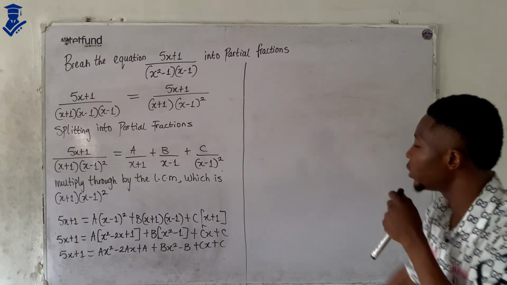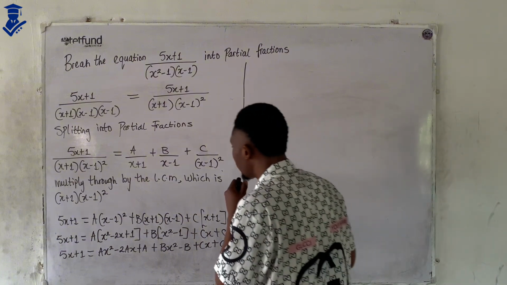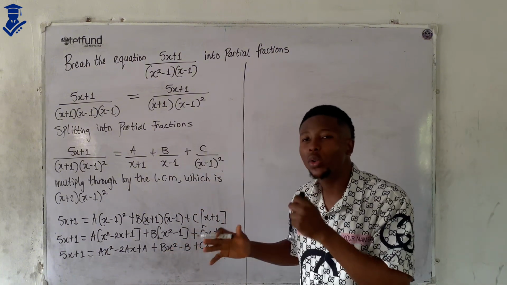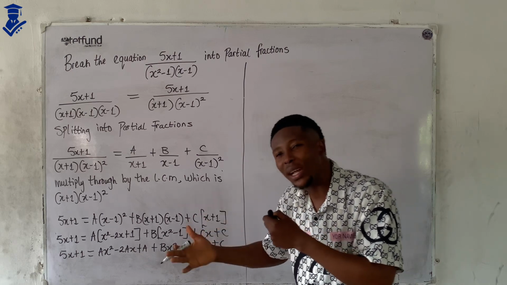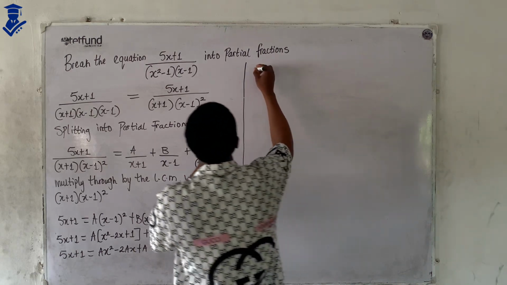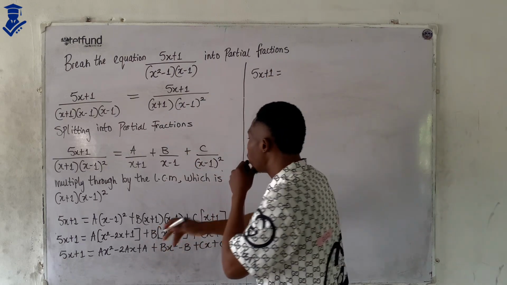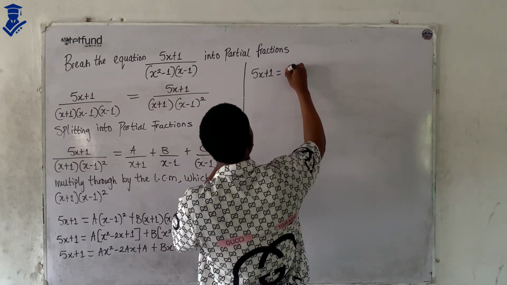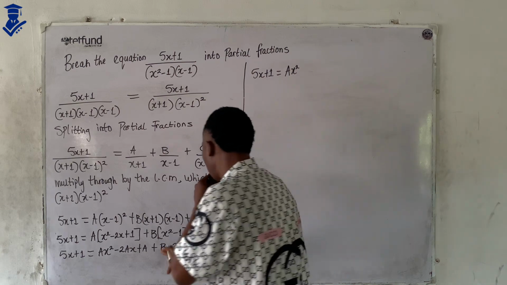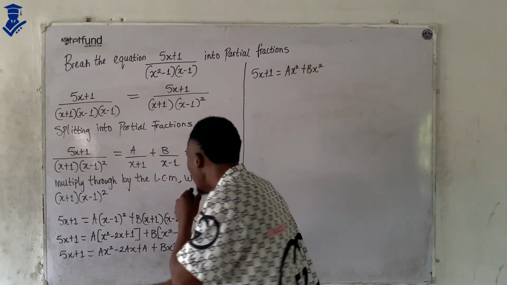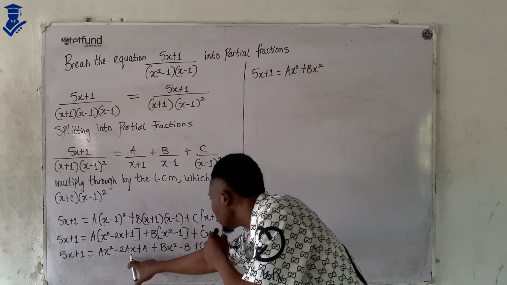So now moving on, what are we going to have? We're going to group the x squared terms, we're going to group the x terms and also the constant terms. So it becomes 5x plus 1 is equal to, now grouping the x squared terms, it becomes ax squared plus bx squared. Now, we've grouped the x squared terms. Now, let's group the x terms.